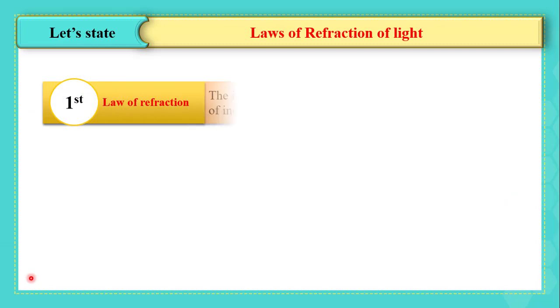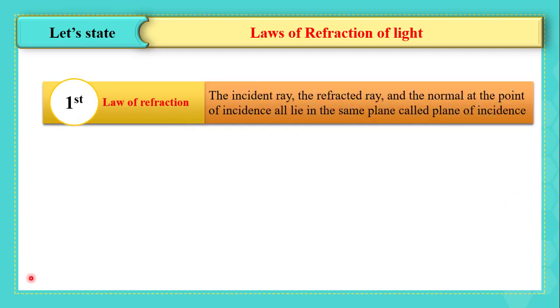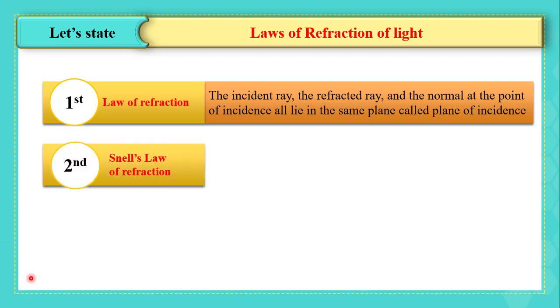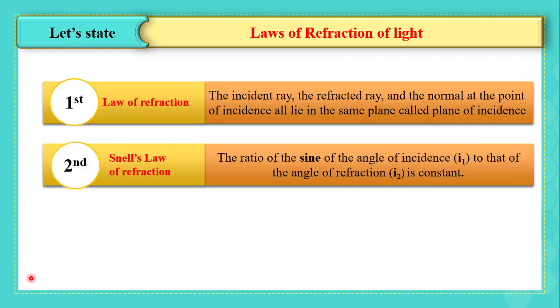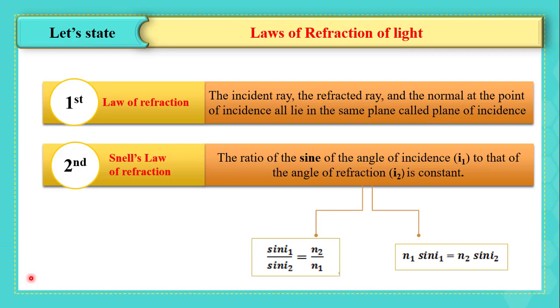Then, the first law of refraction states that the incident ray, the refracted ray, and the normal at the point of incidence all lie in the same plane called the plane of incidence. The second law of refraction, which is Snell's law of refraction, states that the ratio of the sine of the angle of incidence I1 to that of the angle of refraction I2 is constant. This relation can be represented as sine I1 divided by sine I2 is equal to n2 divided by n1, or n1 sine I1 is equal to n2 sine I2.